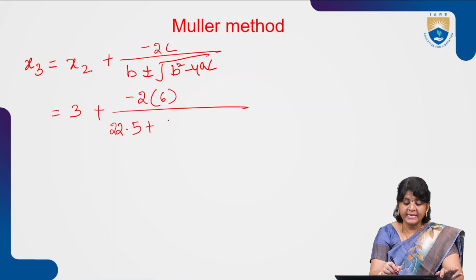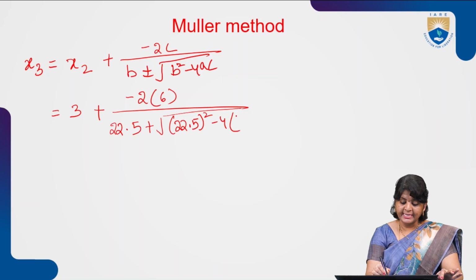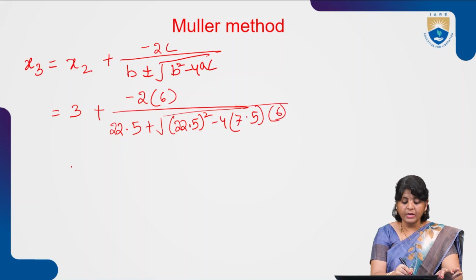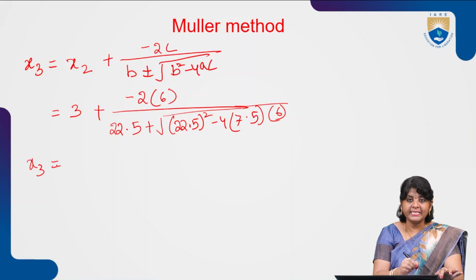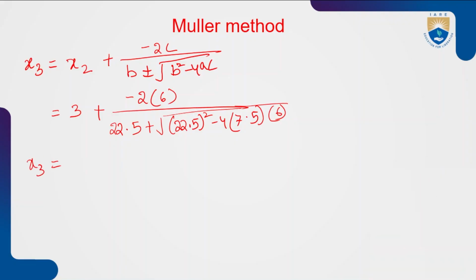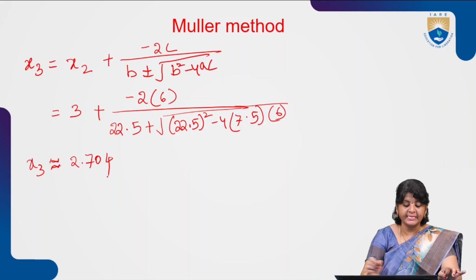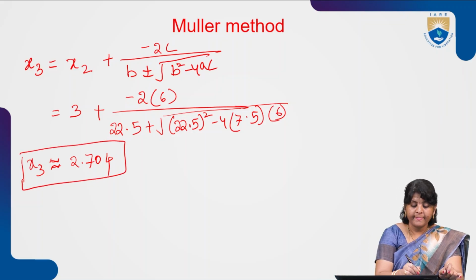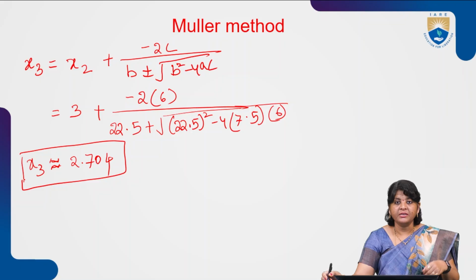So 22.5 plus root of b square, that is 22.5 whole square, minus 4 into a value 7.5 and then c value 6. After substituting all these values in the calculator, you will get the approximate root value 2.704. Up to 3 decimals I am going to consider. This is x3. This is how you calculate the first iteration.